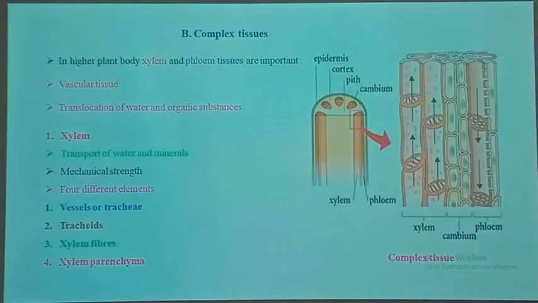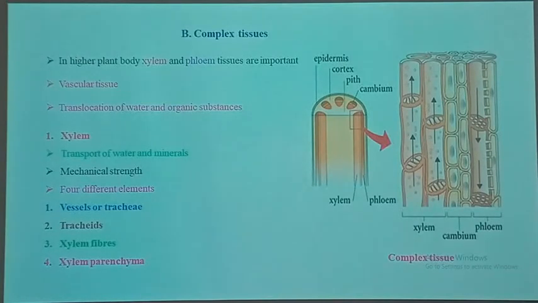Now the complex tissues. Different types of cells that perform a common function are known as complex tissues. In the higher plant body, xylem and phloem tissues are important. The xylem and phloem are the vascular tissues. The main function of complex tissues is translocation of water and organic substances. Now xylem. The function of xylem is transport of water and minerals upward from the root to the leaves. In addition, it gives mechanical strength to the plant organ.